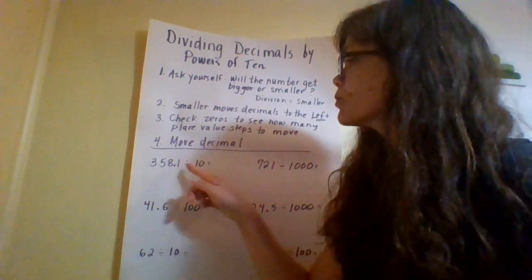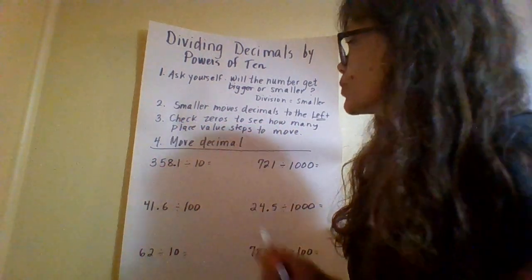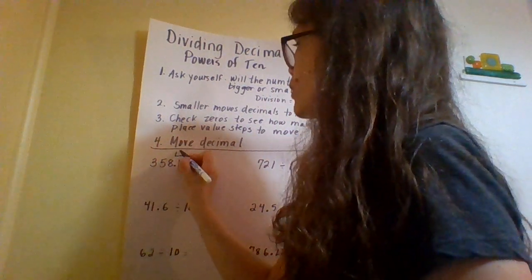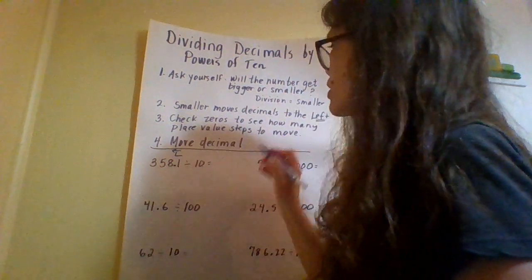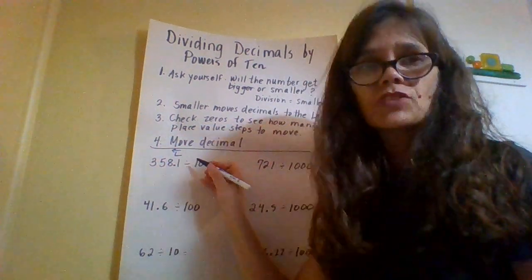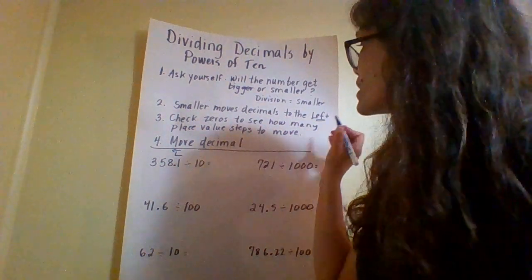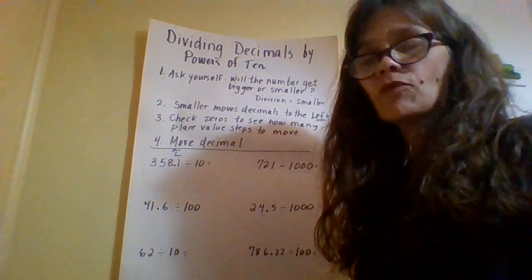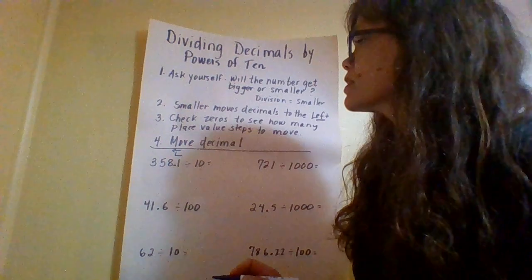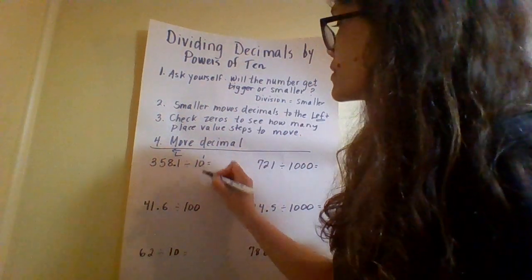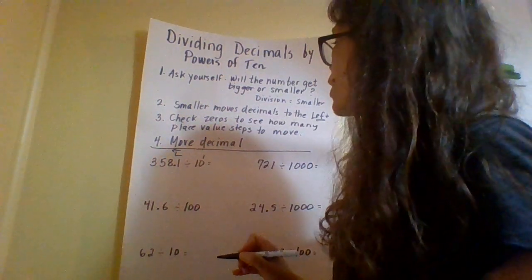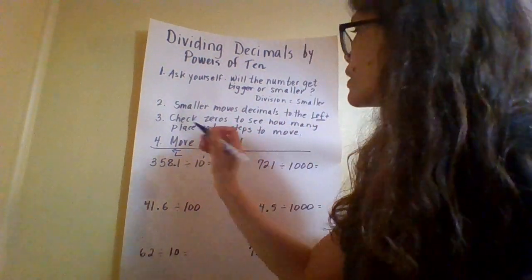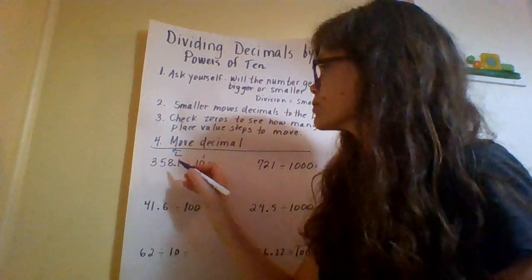All right. So then we know we're going to the left here, right? This way. And then we check our zeros in that power of 10 to find out how many place value spaces we are moving to the left. And then in this case, the answer is 1. So we check the zeros to see how many place value steps to move. And then finally, we move our decimal point.